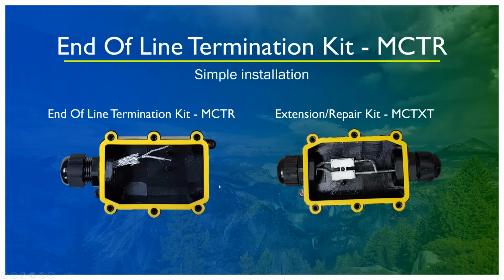There are two enclosures in the system, as I said. The end of line is just with one input, and a repair, extension, or splice box is just a simple box with a terminal where we connect both wires. No need to solder, no need to have any special skills whatsoever.